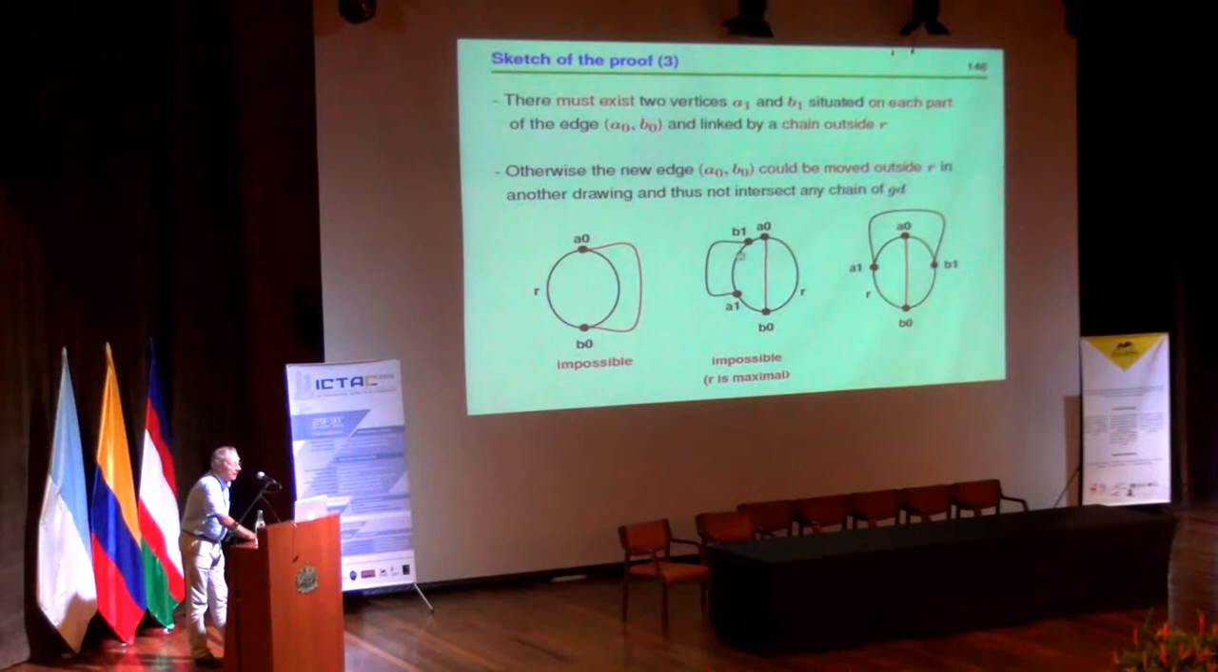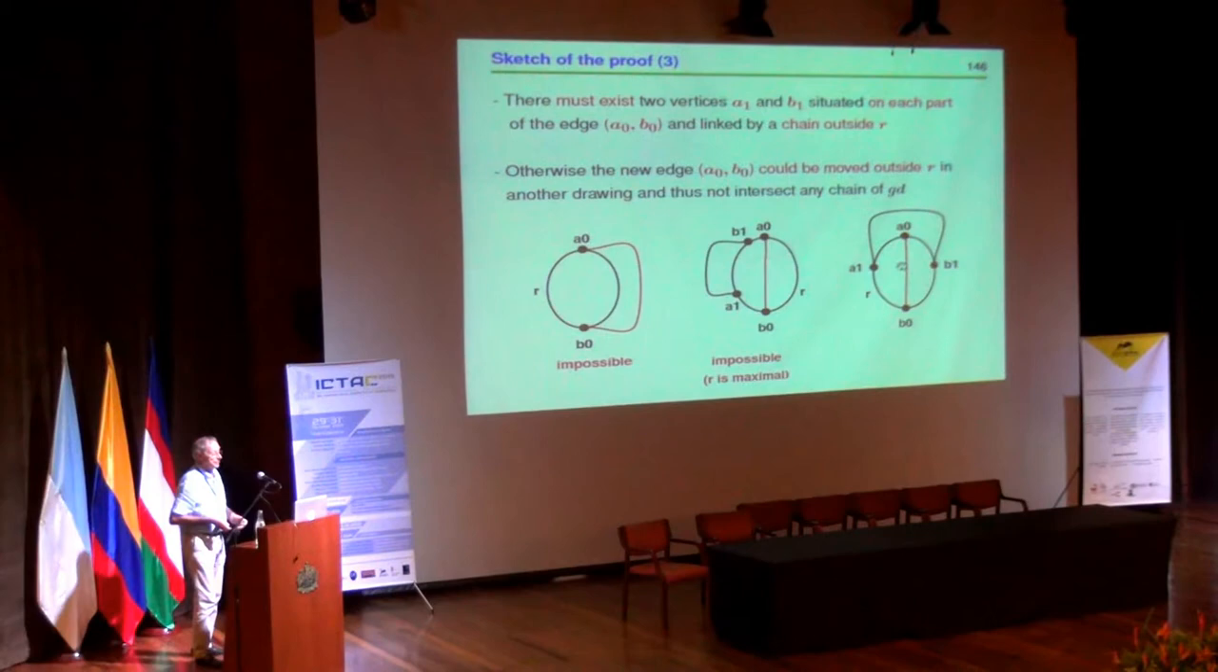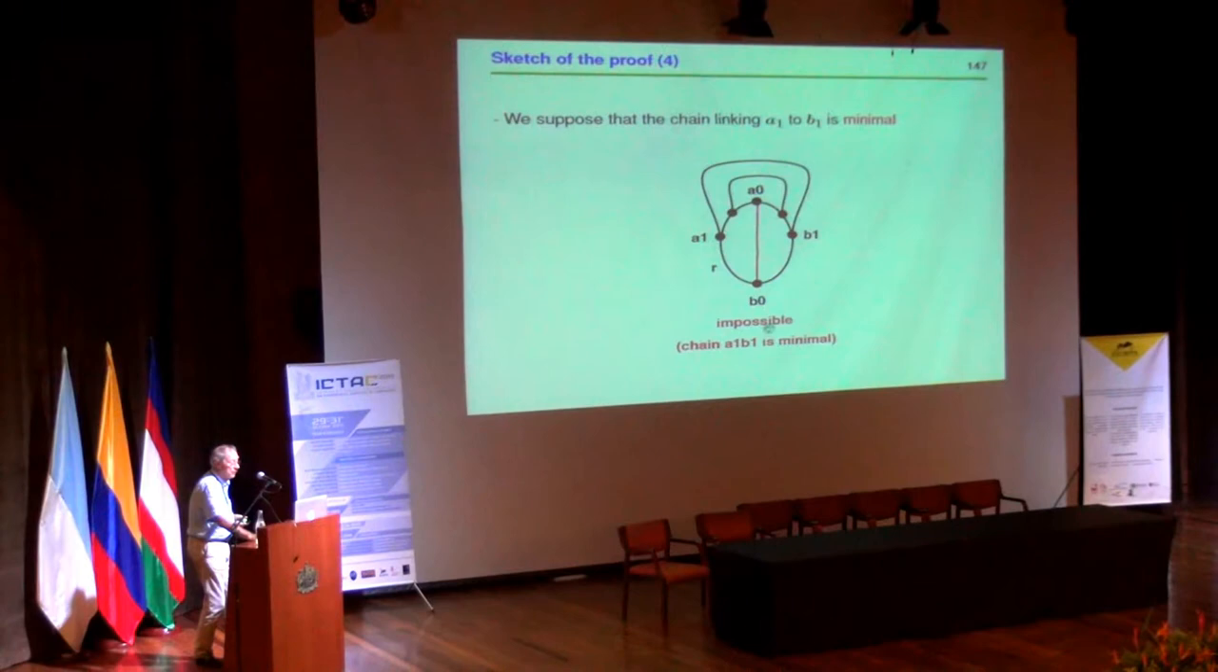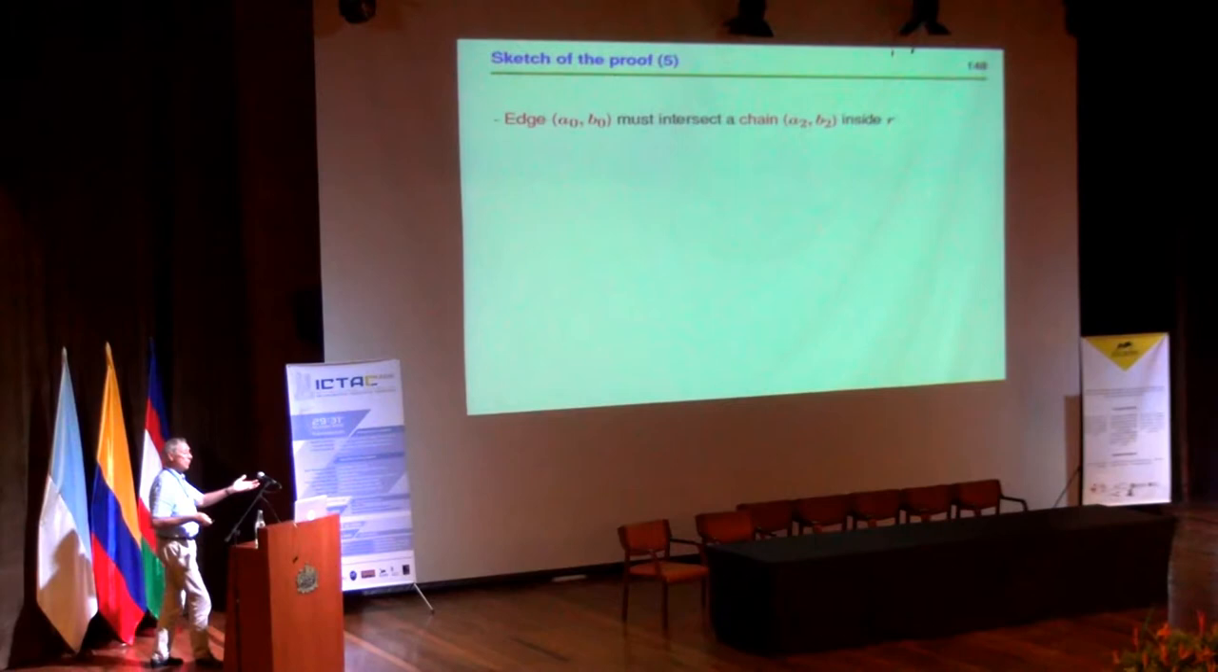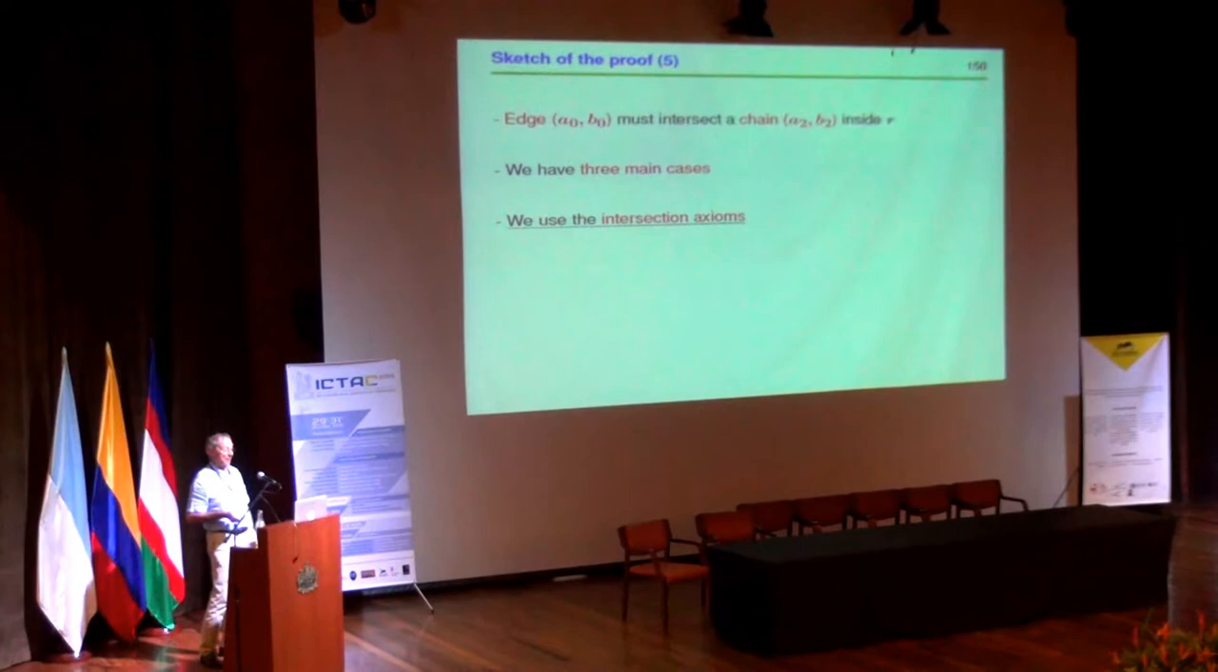And we suppose also that A1 and B1 are on each side. And we suppose also that A1 and B1 is the smallest, is minimum. So now the edge A0 B0 must intersect the chain A2 B2. And we have three main cases. And we use, for studying these three main cases, the intersection axioms.